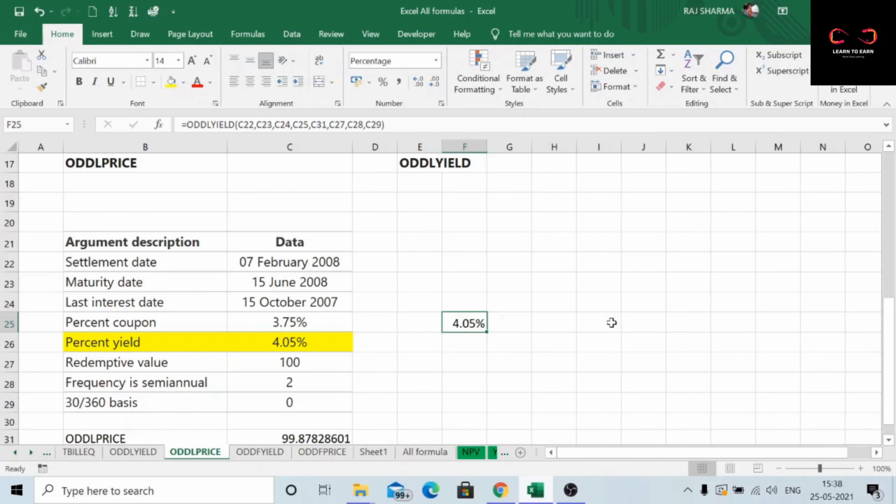So I hope this formula for calculating yield and price of a bond where the last coupon is at an irregular period is clear to you.